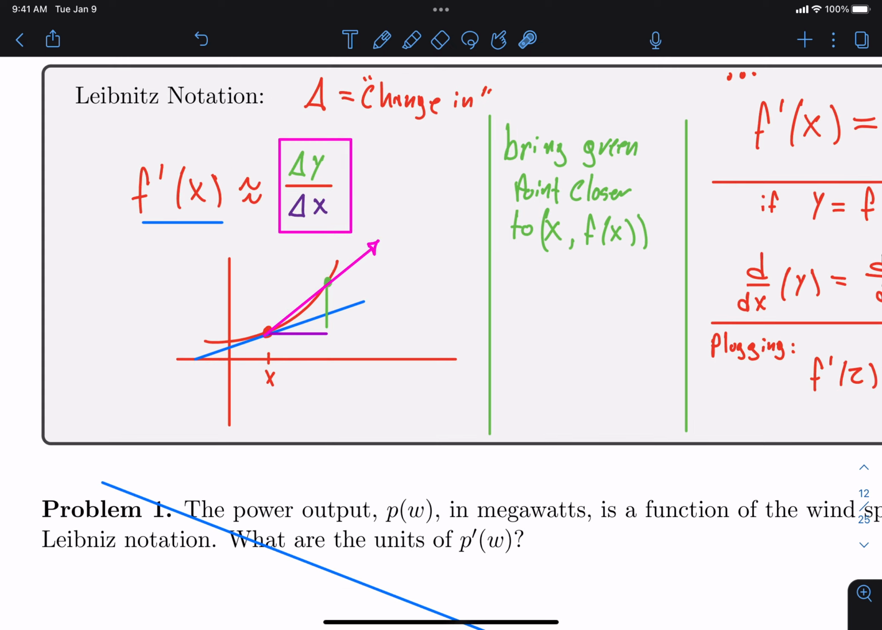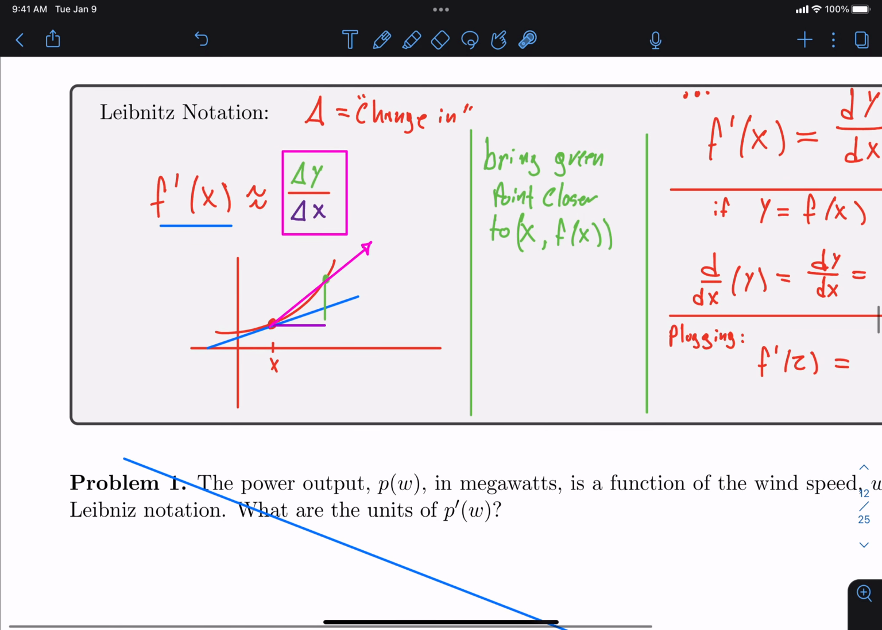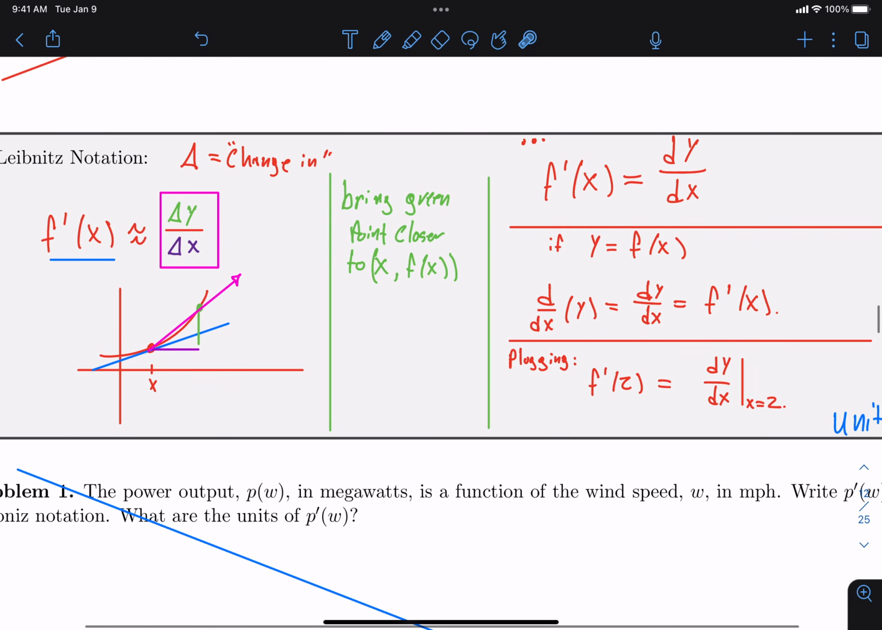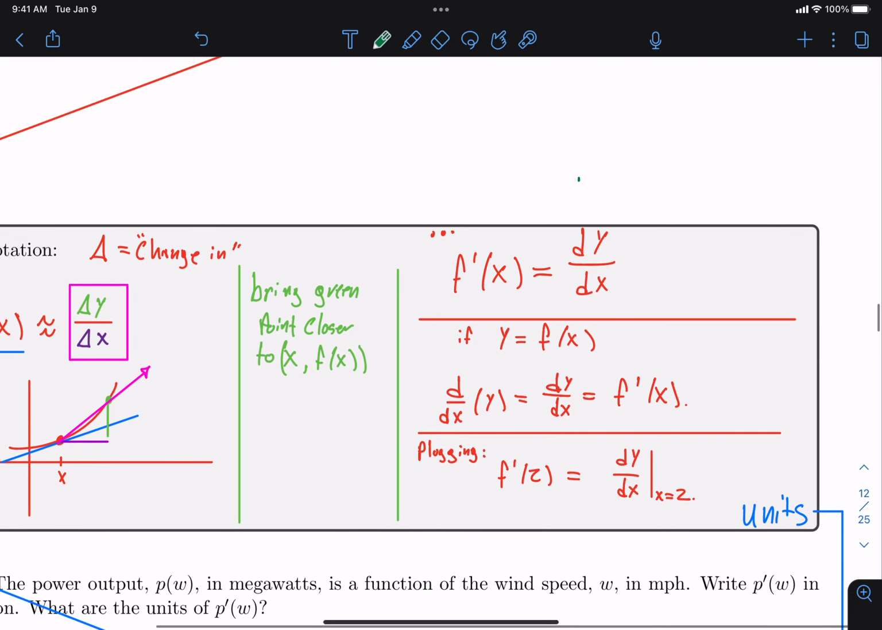Then what did he do? He did the same process as Newton. He says, we're going to take this green dot and steadily move it closer to the other dot. And we're going to successively check the slope of lines which are more and more similar to the actual line that we care about, okay? So what did we do? We replaced the delta, which represents a change in, with this d. And what does d represent? In this case, d represents an infinitesimal change in.